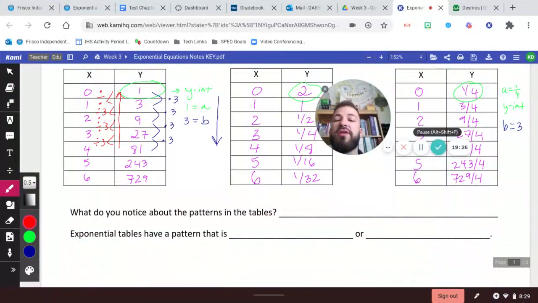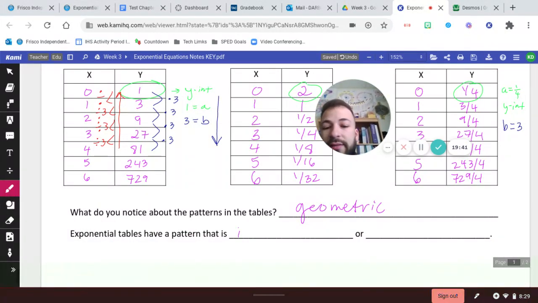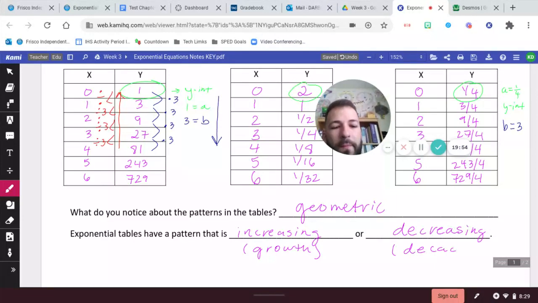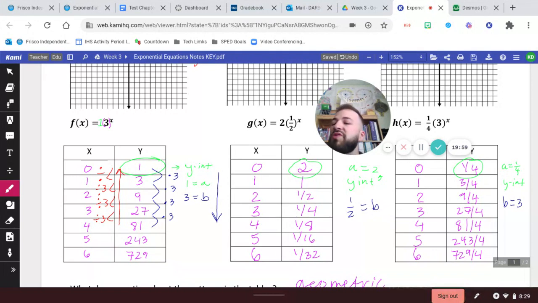So what pattern do we notice in the tables? Well, hopefully at this point you've started to notice that it is a geometric pattern. Okay. Exponential tables have a pattern that is increasing geometric, which is our growth, or decreasing, which is our decay. Okay, so all of these are geometric patterns. We're multiplying in between terms by that base value.